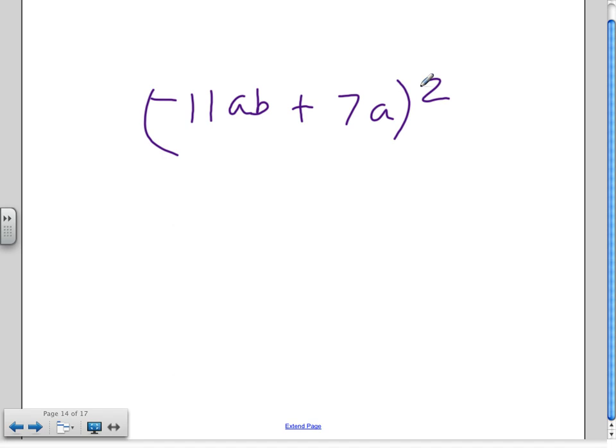Think carefully. It's a bit trickier. The answer: you have negative 11ab plus 7a, everything squared. So it's 22. Think about this for a moment and see what you have. 49a, and then the other one, just work it out. The middle one is 77.